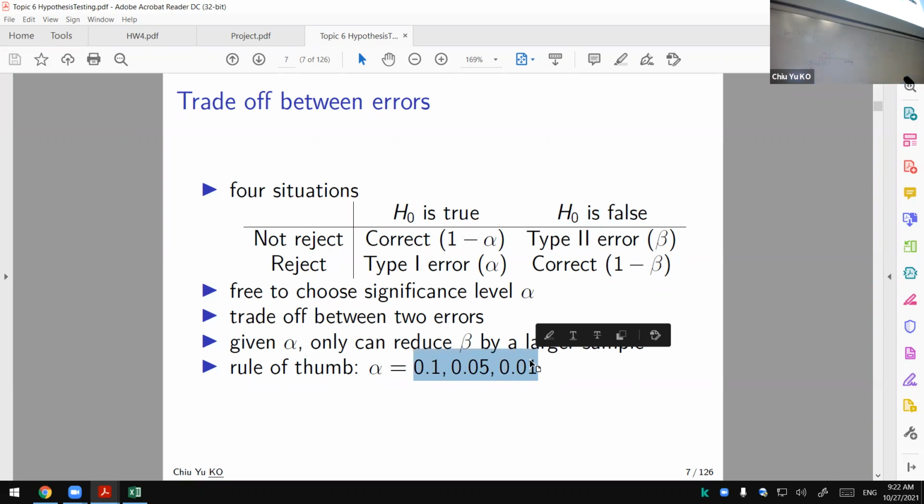0.1, 5%, 0.05, and 1%, 0.01. And you may ask which one to pick. Indeed, you don't pick. Of course, in the exam, you may only be asked to do one. But in reality, people do all three of them together. People would expect you to do all three.